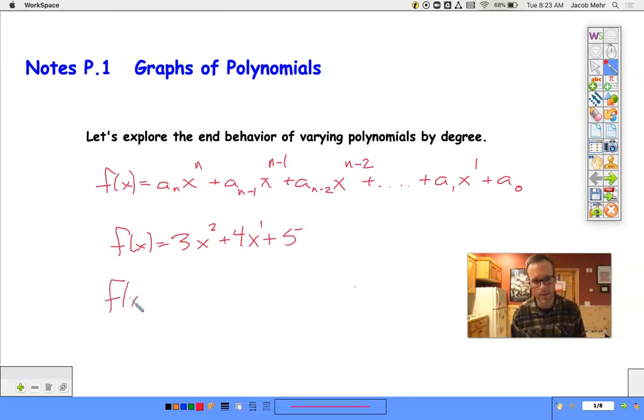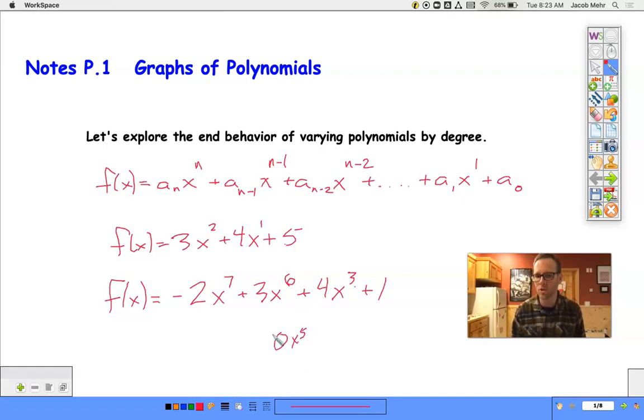So let me write an example of another polynomial. Negative 2x to the 7th plus 3x to the 6th plus 4x cubed plus 1. Okay, this is still a polynomial. Now, notice x goes to the 7th, to the 6th, we're subtracting 1. There's no x to the 5th. Well, really, there's a 0x to the 5th, and we just don't need to write it. So it's not like you need a term for every power of x. Sometimes those terms are just 0 because the coefficient would be 0.